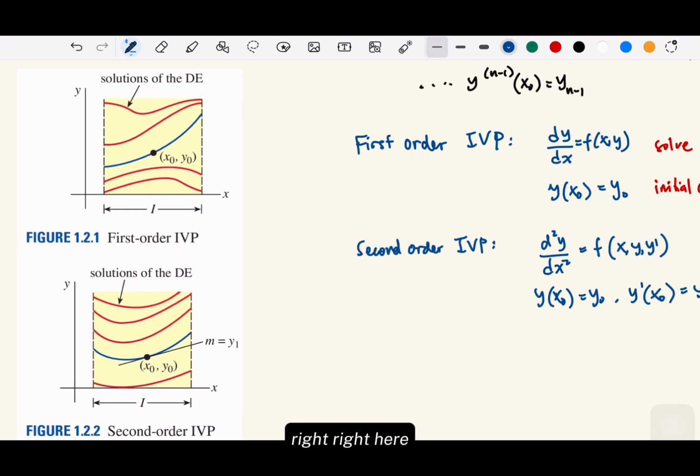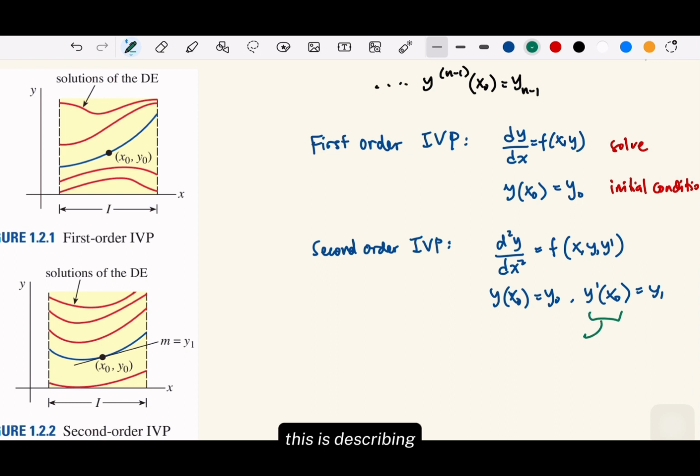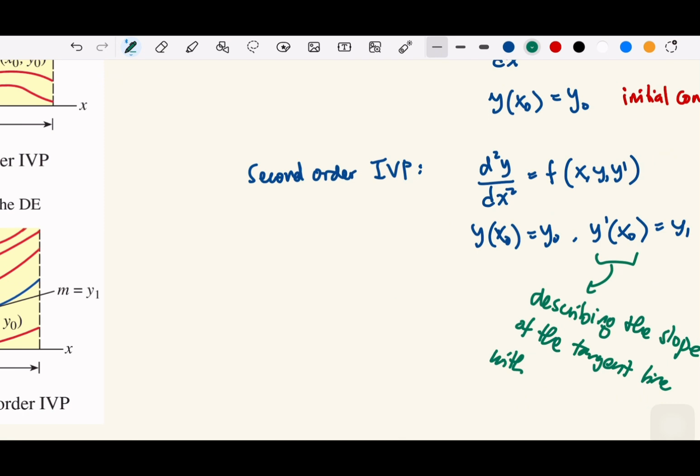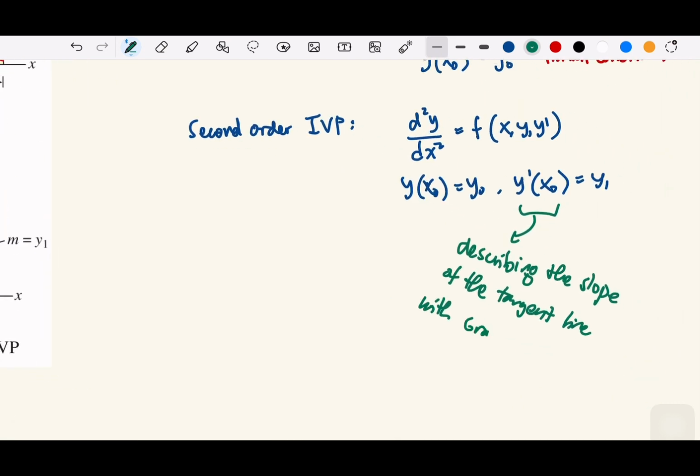Let me write here, just to make sure we are clear on this. Because this is describing the slope of the tangent line with gradient m.